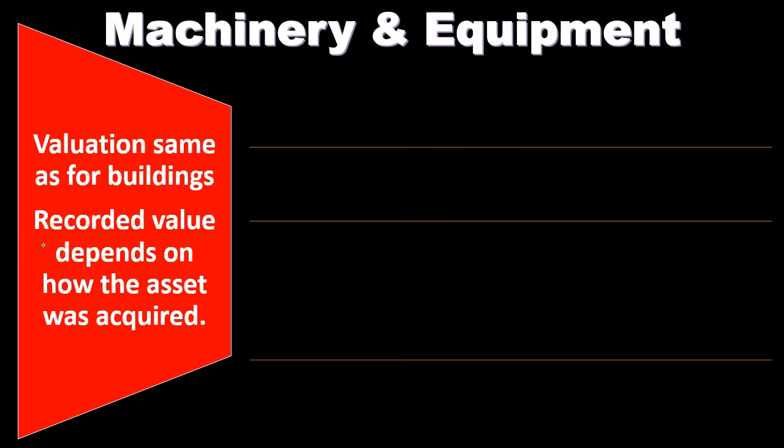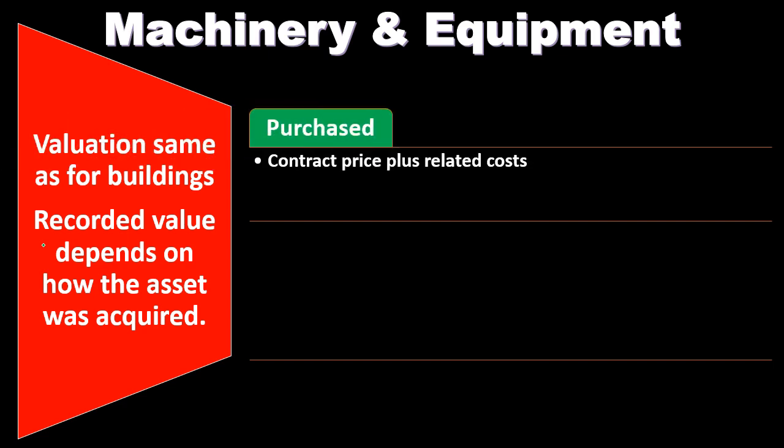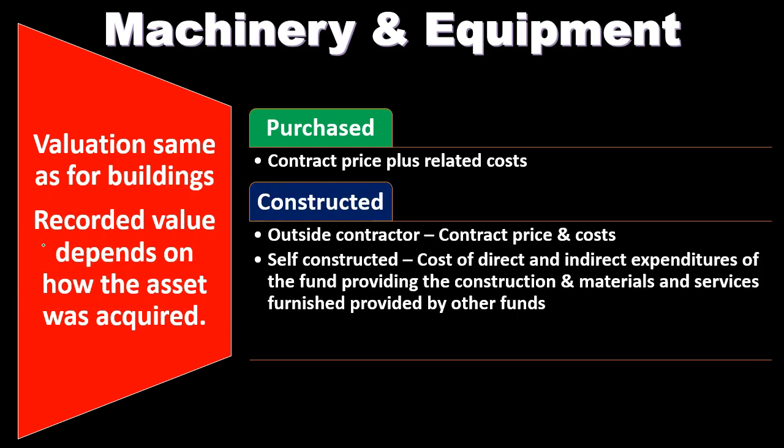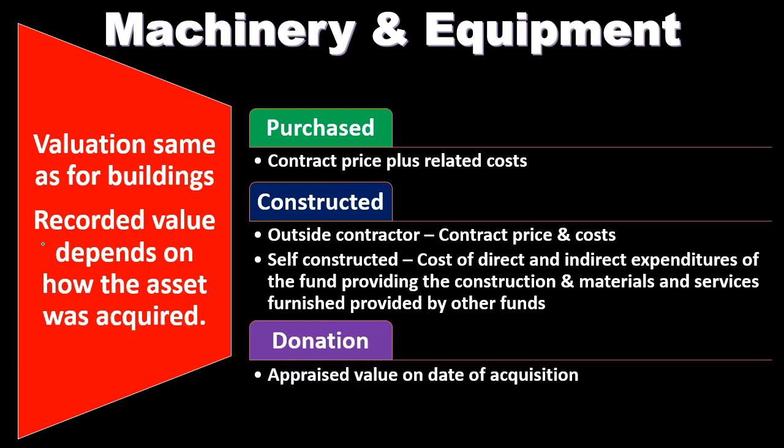Then we have the category of machinery and equipment, and we have the same issue. How are we going to put the machinery and equipment on the books? Same thing as for the building and improvements. If it's purchased, as it would be the case in a for-profit type of organization, we're going to put it on the books at the contract price plus any related costs. If it was constructed by an outside contractor, then it's going to be the same thing as if we were a for-profit organization. We're going to put it on the books at the contract price and costs. And if we construct it, then we are in essence going to capitalize the costs of the construction as we did with the building and improvements.